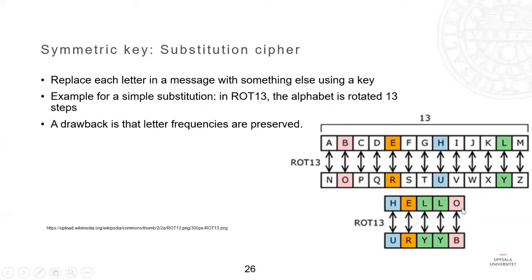For example, a message that contains hello will be changed to this message. This is the encoding step: replacing H with, as you see here, U, and the other letters with their corresponding replacements is called encryption. And decryption is also very similar. You have to find what letter should replace U. So you come here and you see that it needs to be replaced by H. So it is very easy.